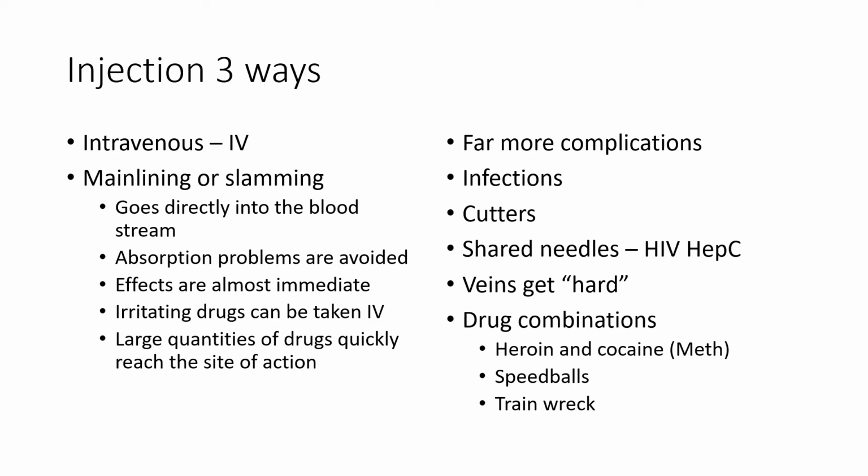Often IV drug use is used for drug combinations. Heroin and cocaine originally was called speedballs. And then people began to mix heroin with methamphetamine because meth is longer acting and cheaper. For a while I was hearing people call that train wreck. Now I think many users simply use the term speedball as a generic for heroin and any stimulant mixed together.